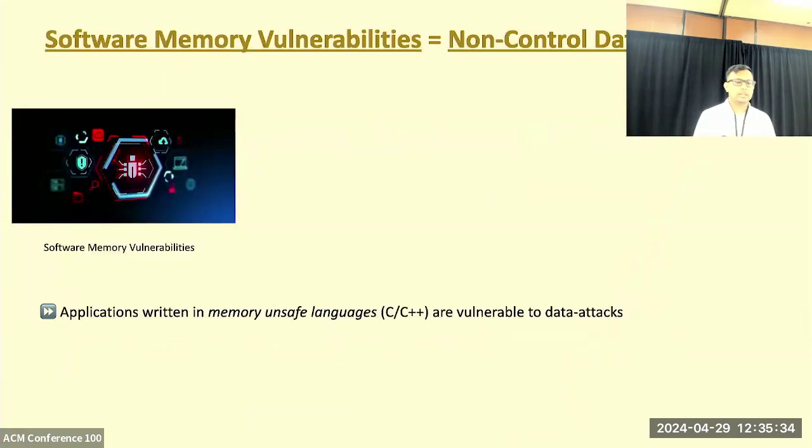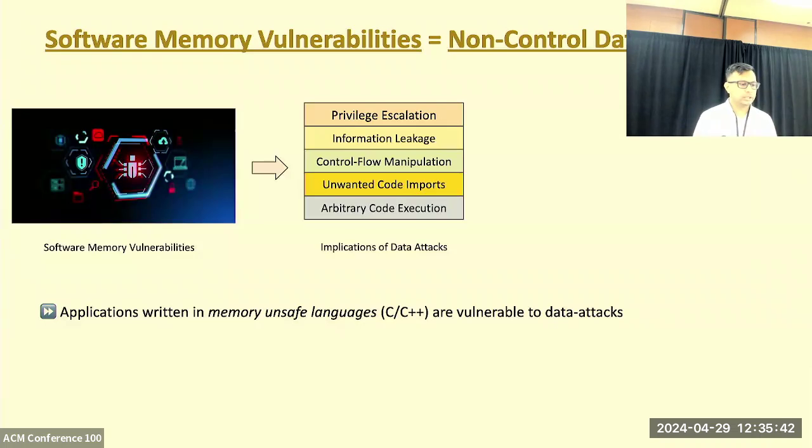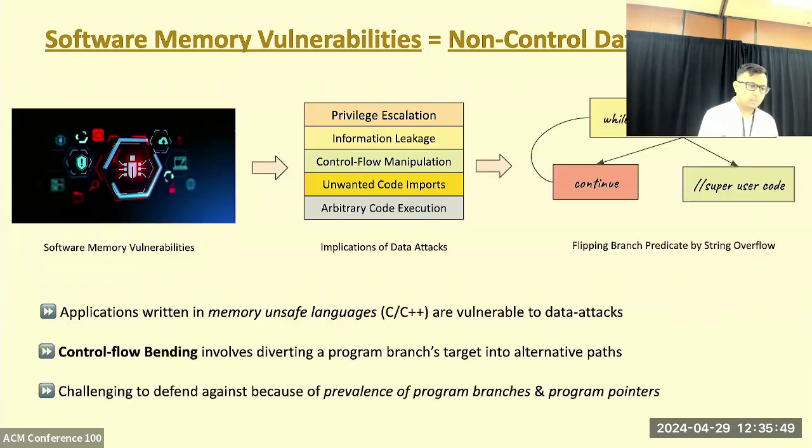Applications written in memory unsafe languages like C and C++ are vulnerable to data attacks, and one example of that is non-control data attacks. These can lead to privilege escalation and arbitrary code execution, so these attacks are very important. One particular case is called control flow bending: you corrupt a branch variable, or a variable that indirectly affects a branch variable, and can lead the branch to an unwanted target path.